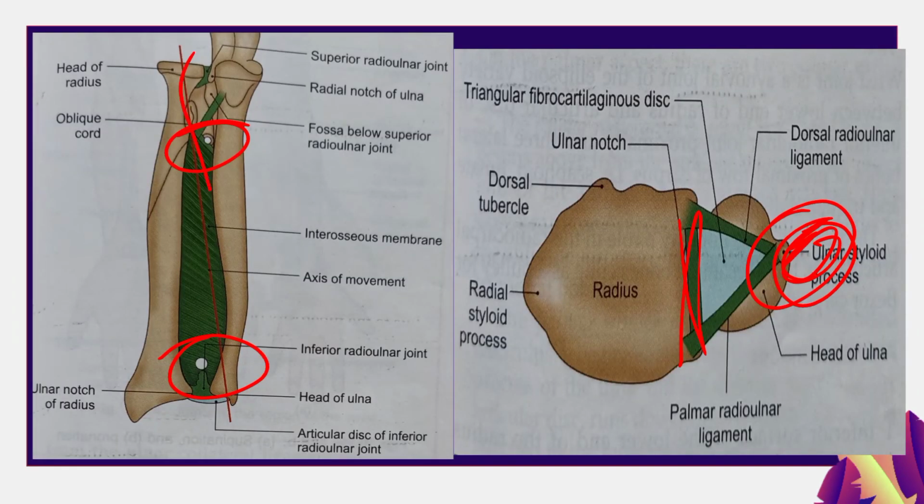See this red line over here, this is the vertical axis. So what happens? It passes through the center of the head of the radius above, and through the ulnar attachment of the articular disc below this. So this is the vertical axis.